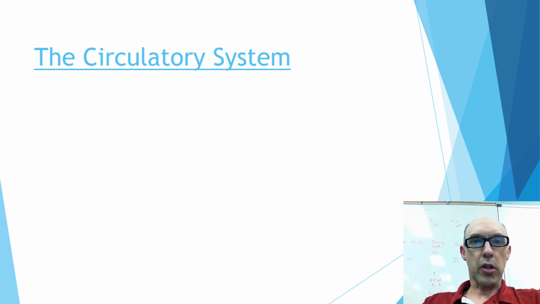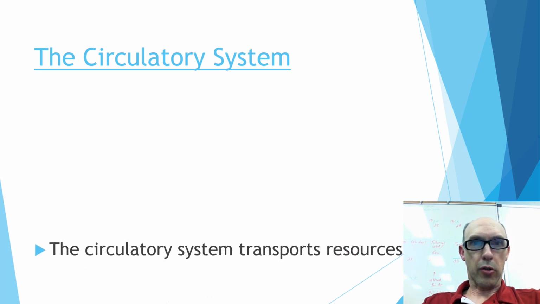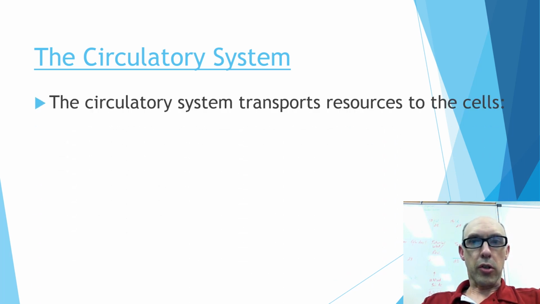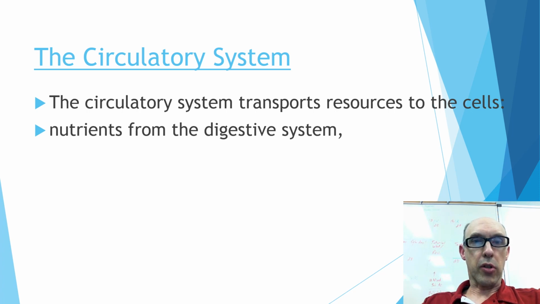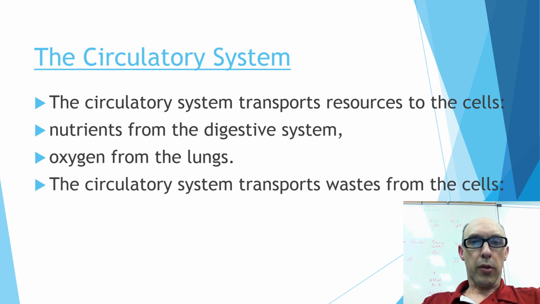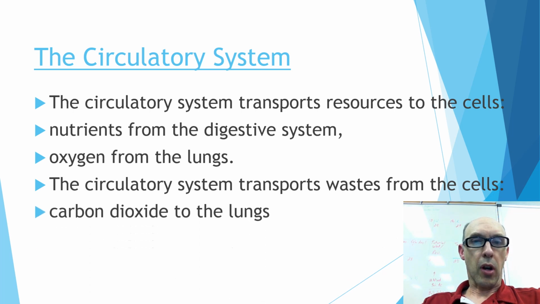Today's video focuses in on the circulatory system. So what is the circulatory system? The circulatory system transports resources to the cells, for example, nutrients from the digestive system and oxygen from the lungs. Two biggies. What else does it do? Well, it transports waste away from the cells. A couple of biggies. Carbon dioxide gets taken to the lungs and urea gets taken to the kidneys.